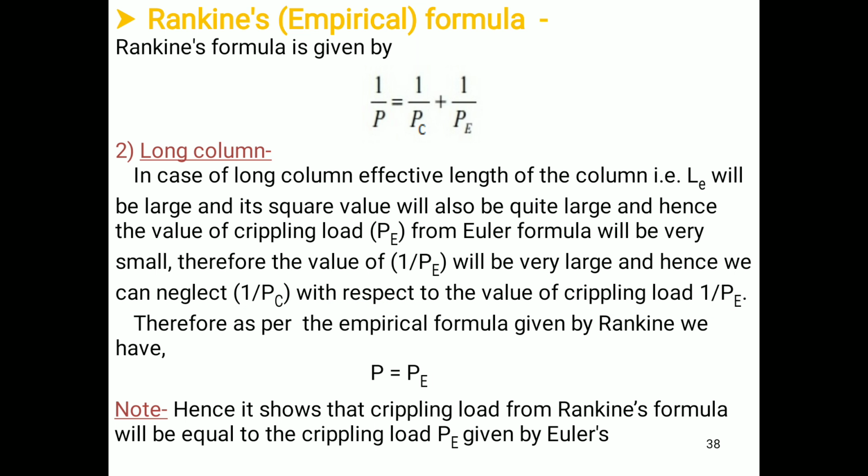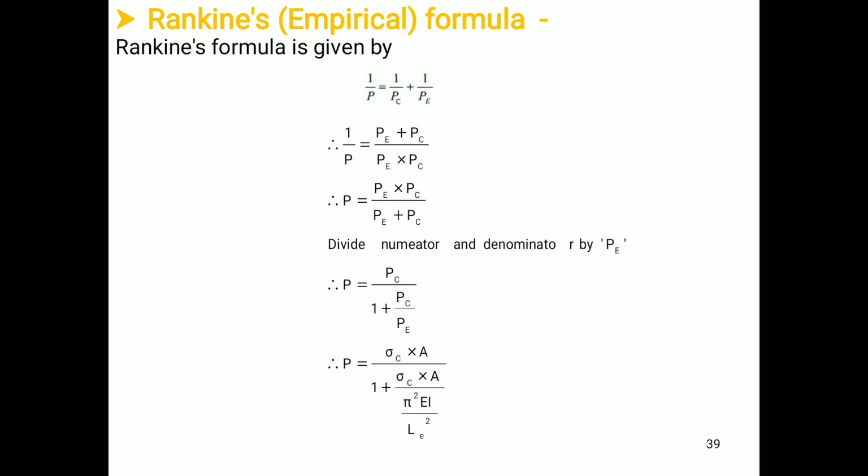Therefore, as per the empirical formula given by Rankine, we have P equal to Pe. It shows that the crippling load from the Rankine formula will be equal to the crippling load P given by Euler, that is for the long column. So in this way, the empirical or Rankine formula is applicable to both short columns as well as long columns, whereas Euler's formula is applicable to long columns only.